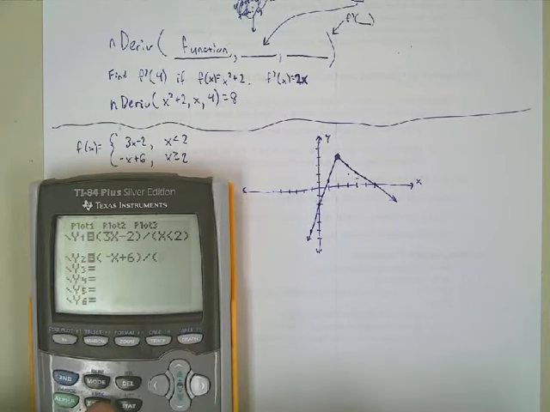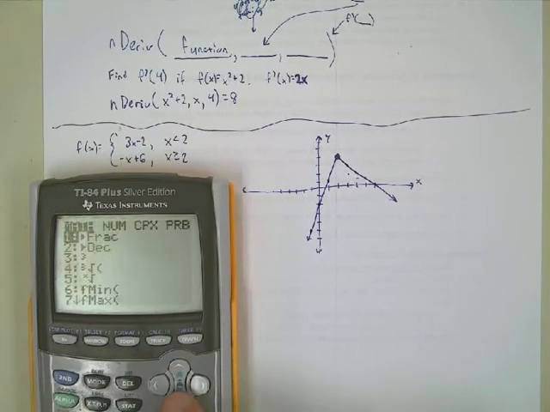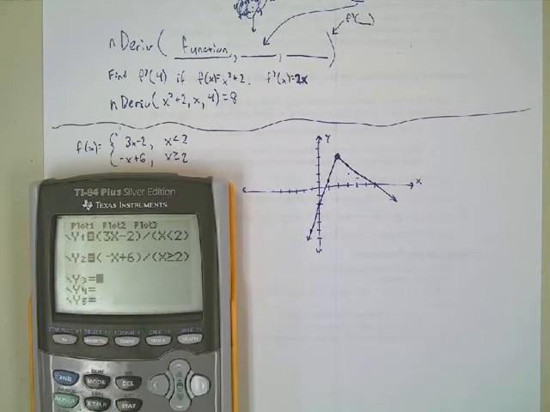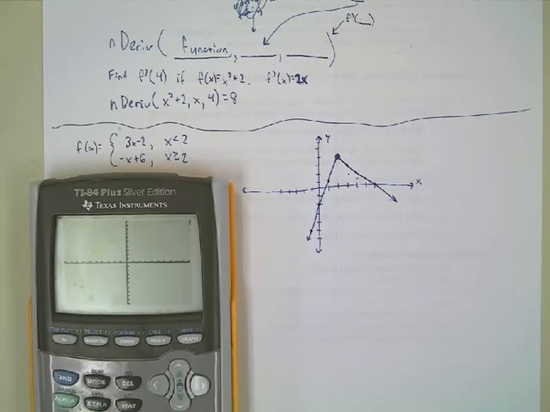All right. So same deal for the second piece. Greater than or equal to, and then 2. Once you do that, you hit graph. Lo and behold, there it is. Okay, piecewise function.